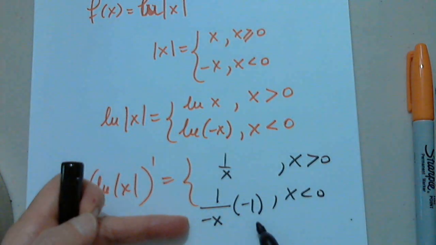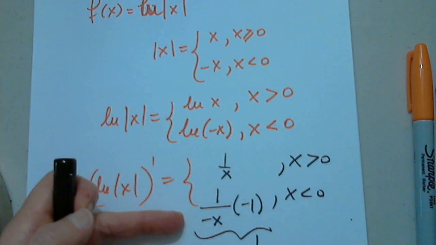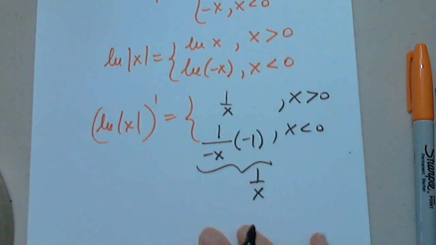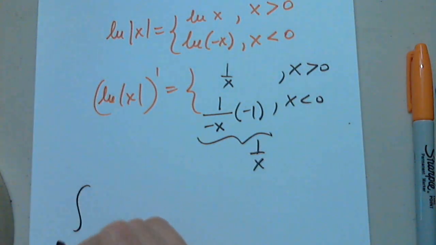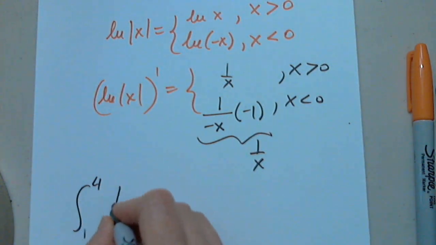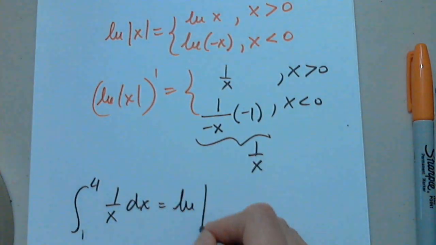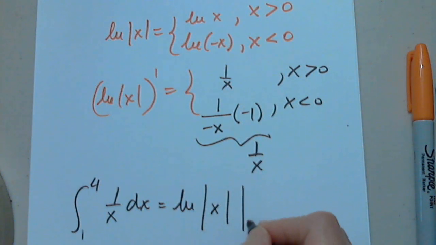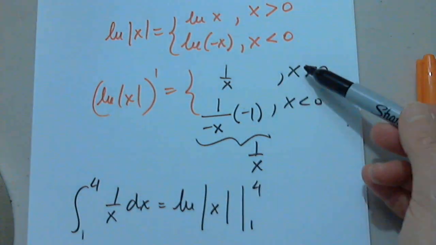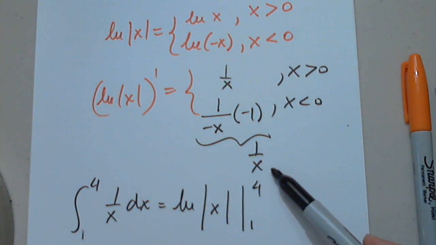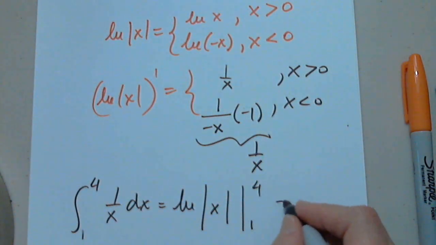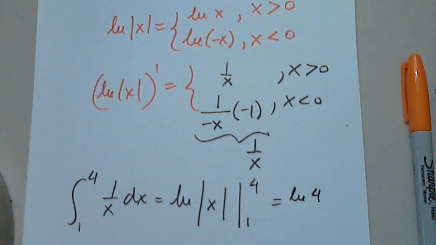This is 1 over x, and this is also 1 over x, because when you multiply, you still get 1 over x. So now, when we are interested in determining the integral from 1 to 4 of 1 over x dx, we have to write the natural log of the absolute value of x from 1 to 4. Not just natural log x. Because both ways we get the same answer. And then we plug in and we get just that. Okay, so please remember that.